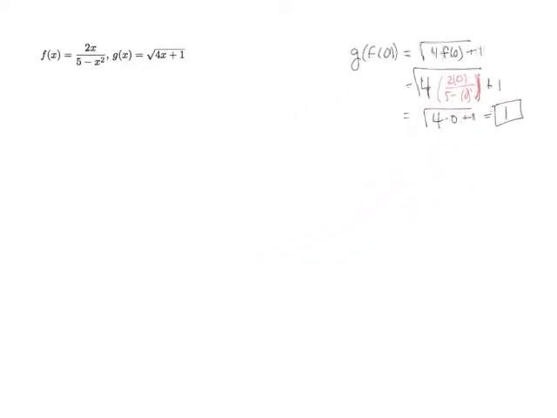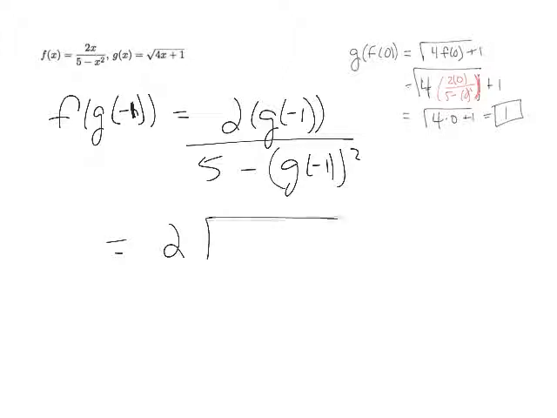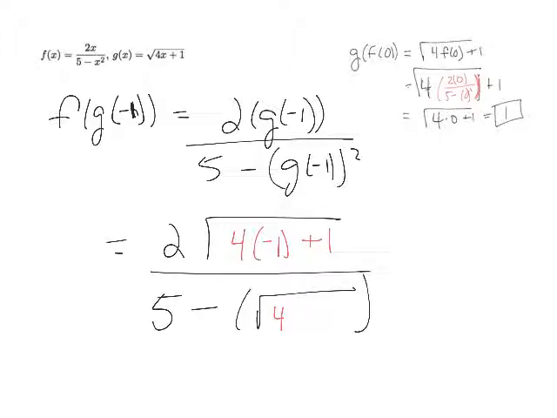I'm going to shrink it so that I can keep going. Let's do f of g of negative 1, because that's the next one. So f of g of negative 1. I'll just write it like normal. Ultimately, it's going to be 2 times g of negative 1 over 5 minus g of negative 1 squared. So 2 times the square root of 4 times negative 1 plus 1, all over 5 minus, well, I'm going to do the square root and I'm going to square it, and it's going to still be the same thing: 4 times negative 1 plus 1.